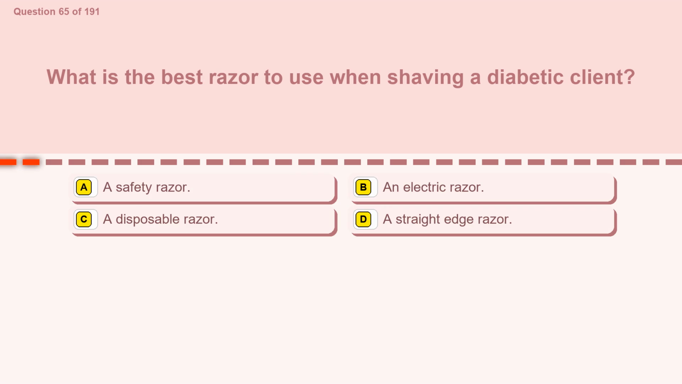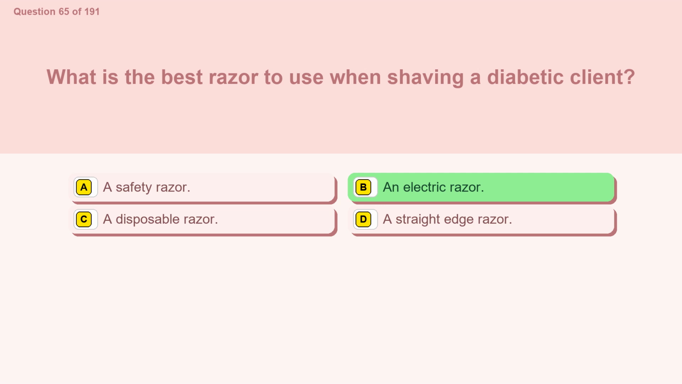Question 65. What is the best razor to use when shaving a diabetic client? Option A. A safety razor. Option B. An electric razor. Option C. A disposable razor. Option D. A straight edge razor.